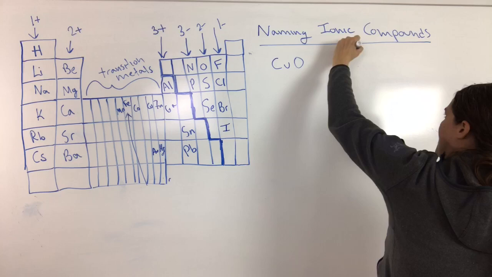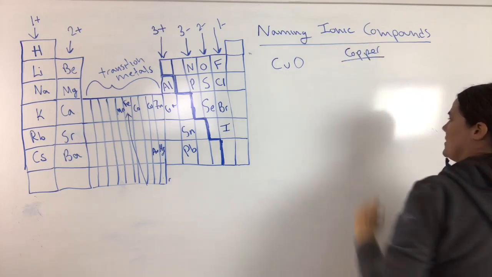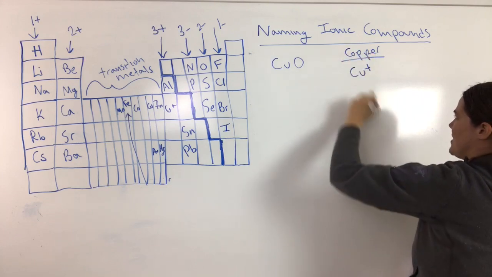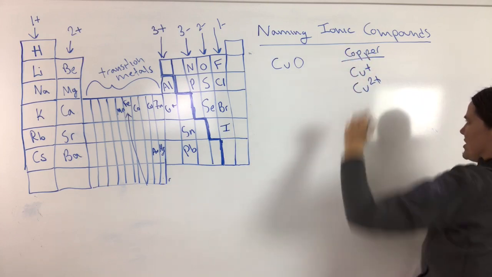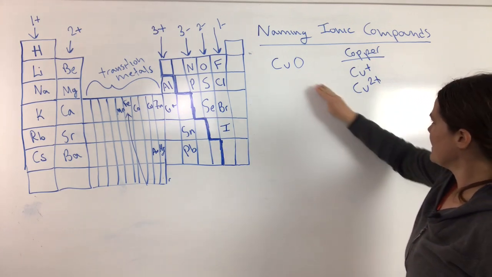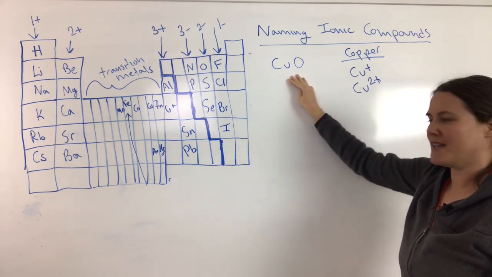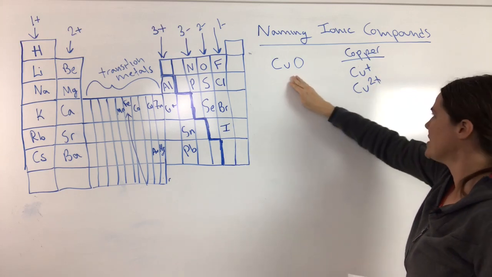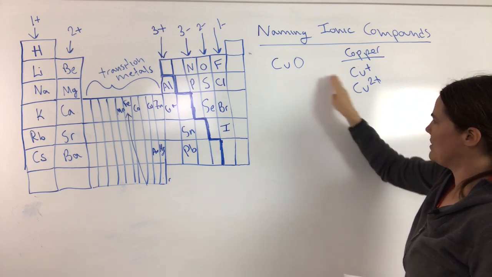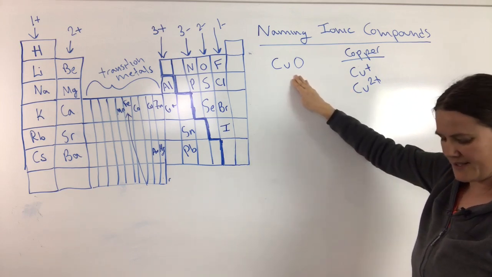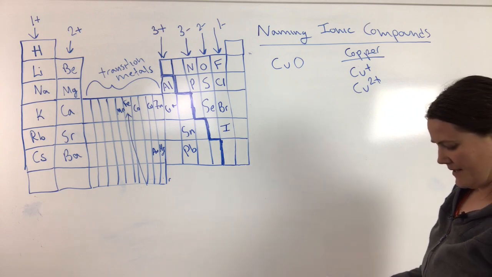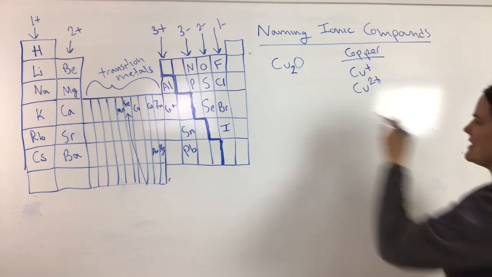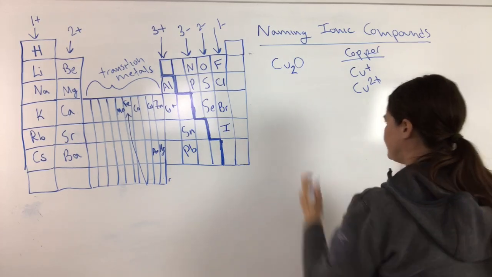And we also know that copper will form 2 different charges. So it'll form a 1+ charge and a 2+ charge. So we know that we're going to have a Roman numeral in this name because copper has a variable charge. And so what we need to do is figure out what the charge is on this oxygen so we can name this. Oh, and this is actually Cu2 oxygen.